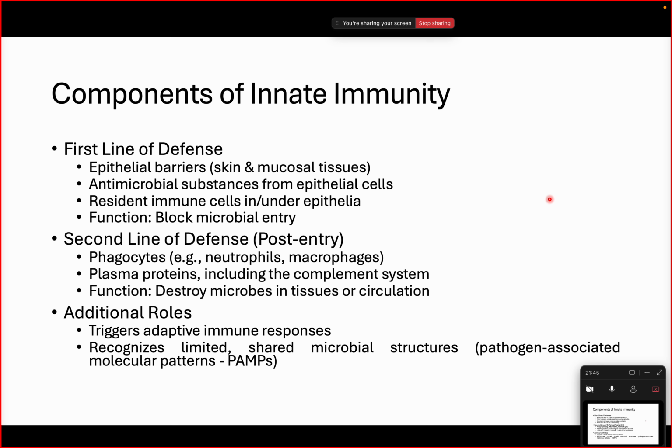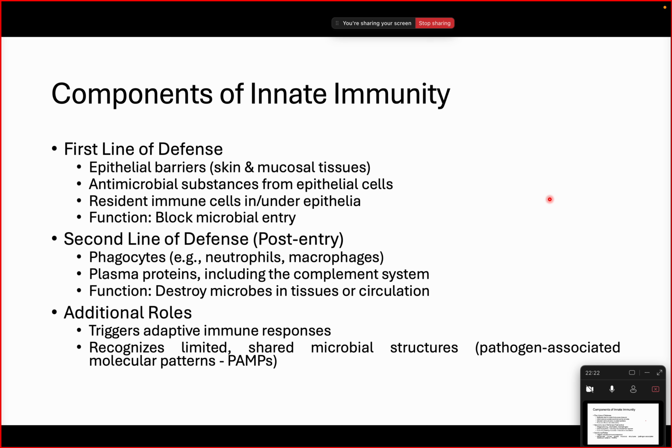Plasma proteins, including the complement system, also function. They basically destroy microbes in tissue or in circulation. So the whole purpose of having cells just below the first line of defense is: if you can cross the first line, let's see whether you are able to cross the second line. So all the components of innate immunity which are involved in phagocytosis, or in certain proteins, or which are basically there to kill whatever is not ours, that is the second line of defense.